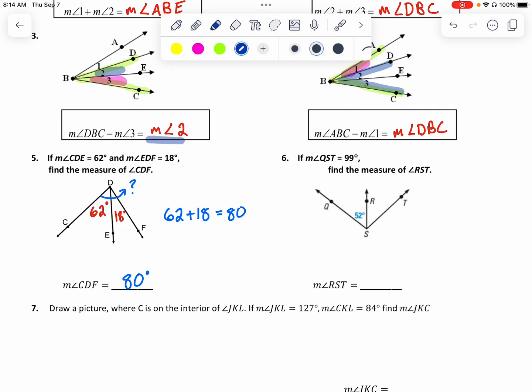The next one says, find RST if the measure of angle QST is 99, so it's saying this whole angle is 99 degrees, then what we're trying to find is RST. So this is our question mark. So there we have a full angle. So we're going to do the total angle minus the part that we know. And that's going to give us the missing angle. So 99 minus 52 gives us 47.